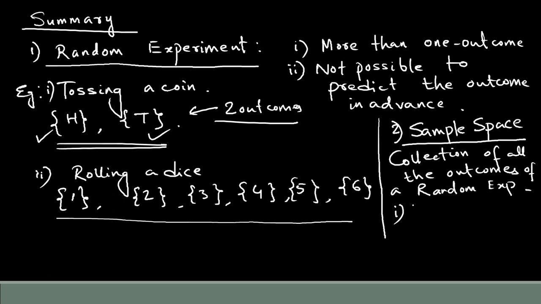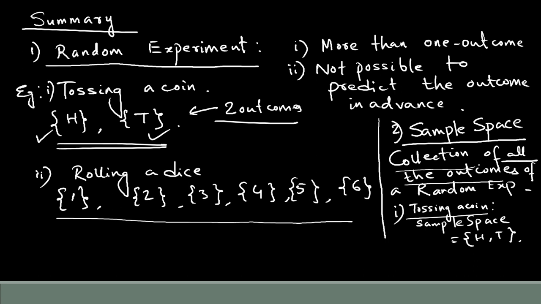So the sample space for tossing a coin will be head, tail. This is a sample space. These are the two outcomes that are possible, the collection of all the outcomes. This word is very important, all the outcomes, just remember this: collection of all the outcomes of a random experiment.